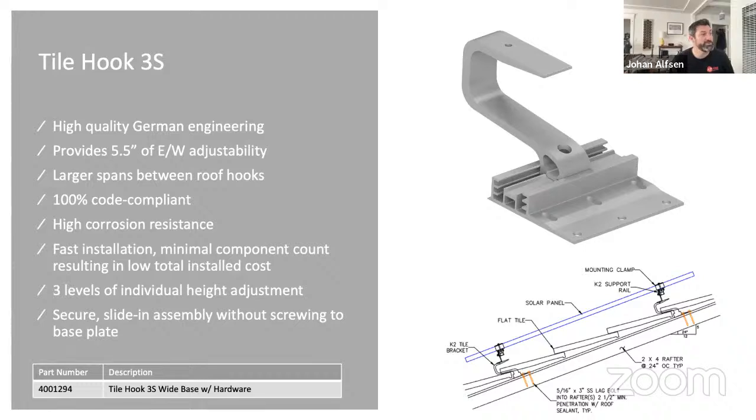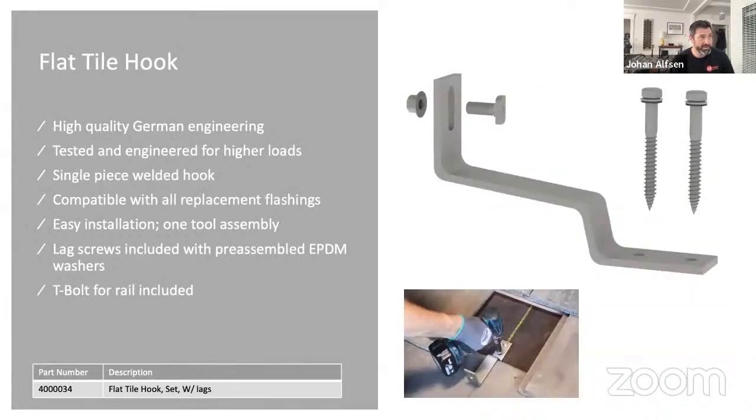Whereas, and here's just some highlighted points of the 3S. The 3S is that adjustable one I mentioned. And then this is our standard flat tile hook. And keep in mind, some of the newer hooks come with the lag screws, the sealing washers, and the T-bolt to attach our crossrail system.